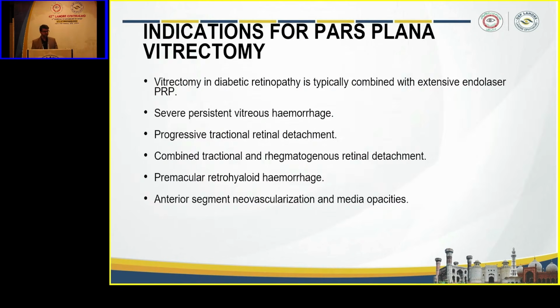Now, the indications of pars plana vitrectomy. Vitrectomy in diabetic retinopathy is typically combined with extensive endolaser pan-retinal photocoagulation. Its indications are severe persistent vitreous hemorrhage, which is still the most common indication, in which pan-retinal photocoagulation is precluded. In type 1 diabetes, in bilateral cases, or in the absence of rubeosis iridis, it should be done within the first 3 months.